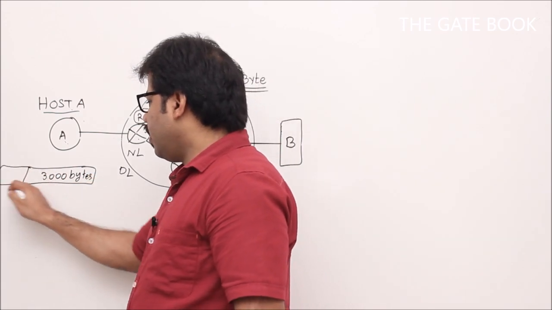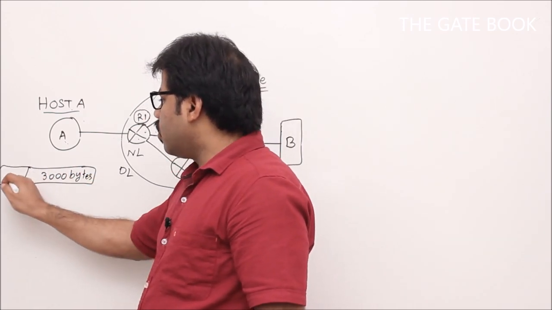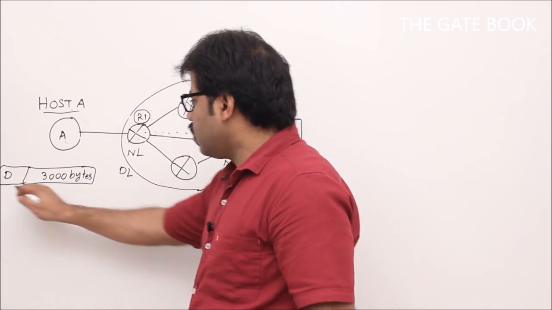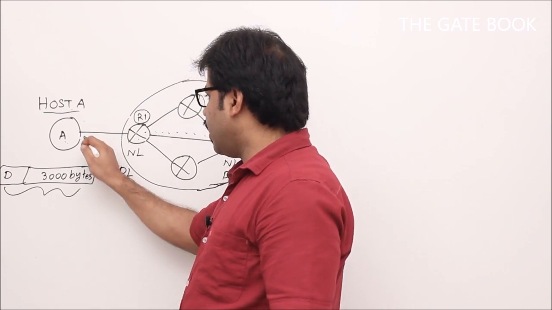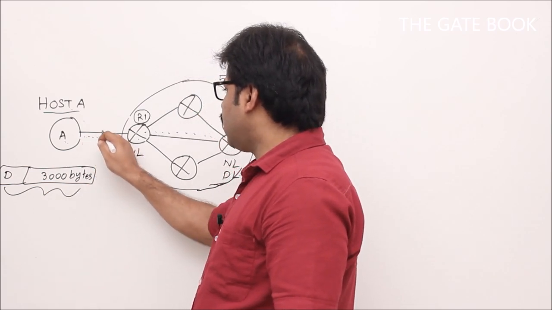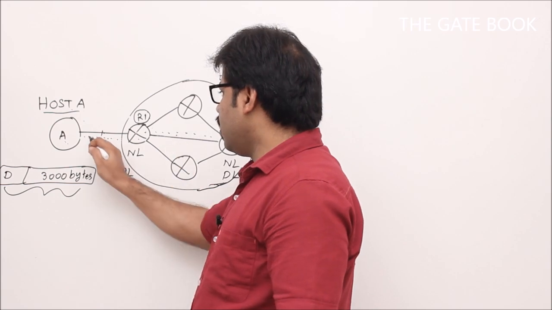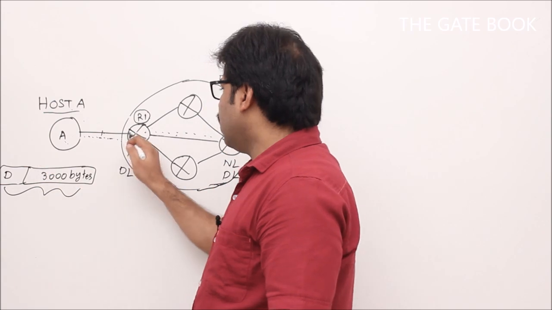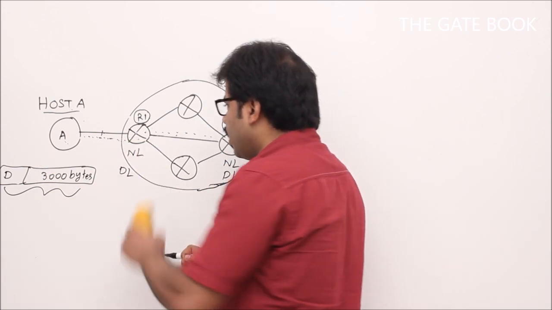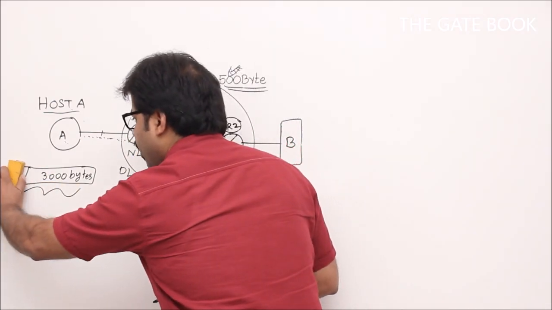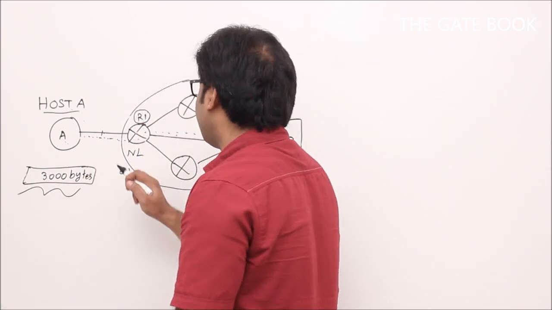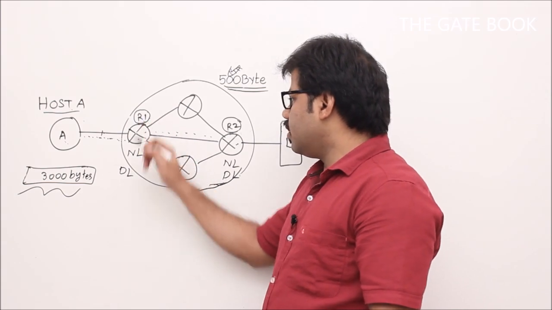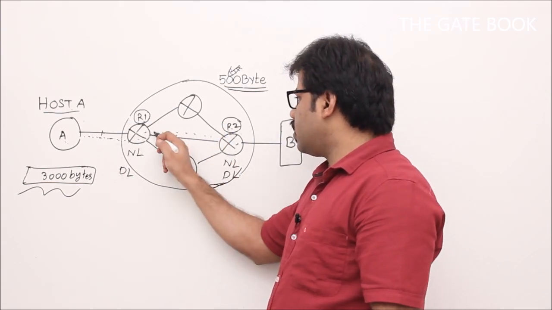For that, we are adding a data link layer header. Assume that this is the data link layer header D. So this D plus 3000 bytes will be sent through this line. This line is not part of this network, that's why we can send it. Though it is 3000 plus D size, it will come to R1. Whenever it comes to R1, this header will be removed and these 3000 bytes will be given to R1.